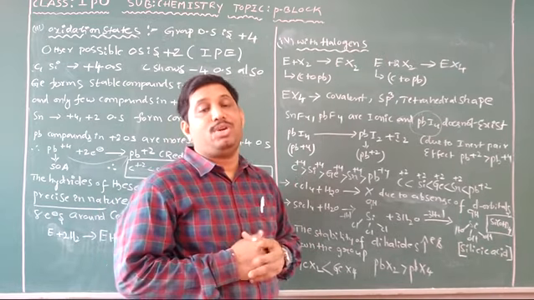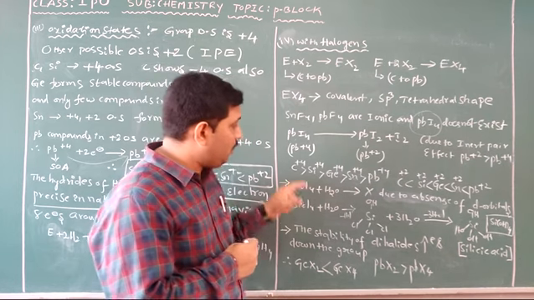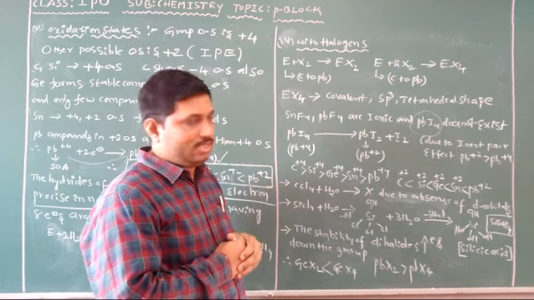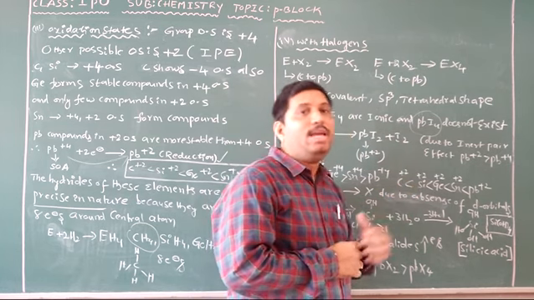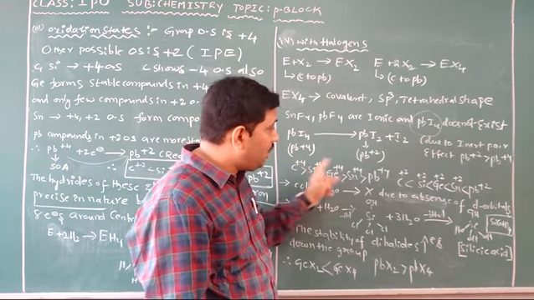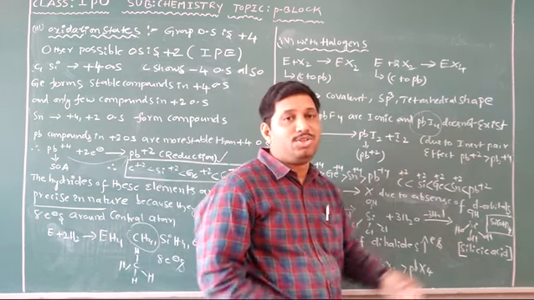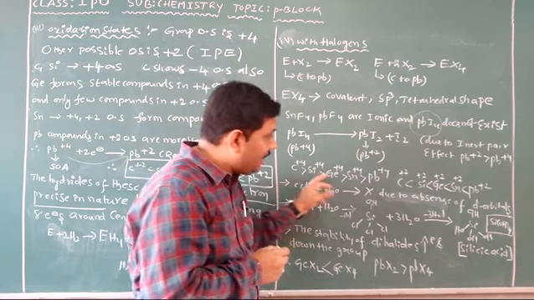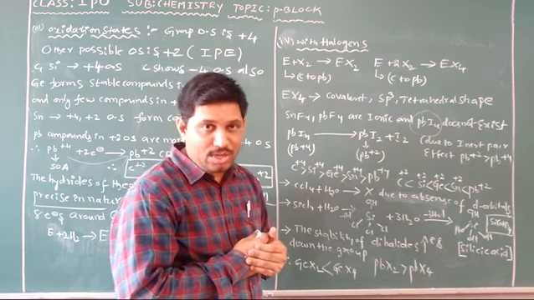Down the group, what happens, student? Higher oxidation state stability decreases, lower oxidation state stability increases. Down the group, the +4 oxidation state stability of the group 14 elements decreases, whereas the +2 oxidation state stability increases due to the inert pair effect. That is, carbon is more stable in +4, lead is less stable in +4. Carbon is less stable in +2, lead is more stable in +2.